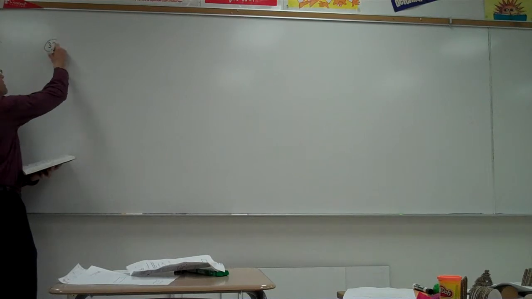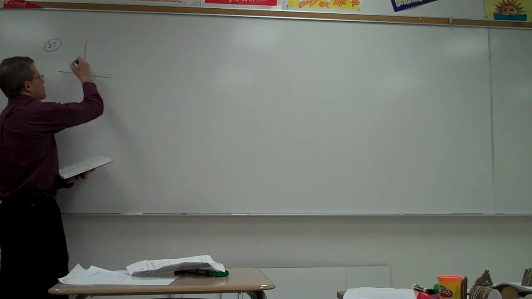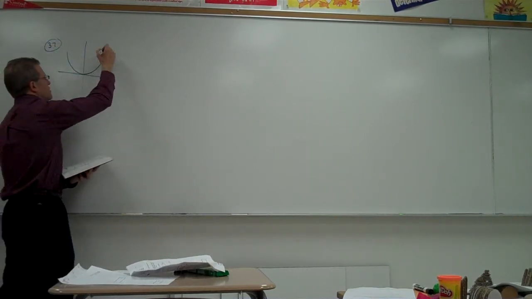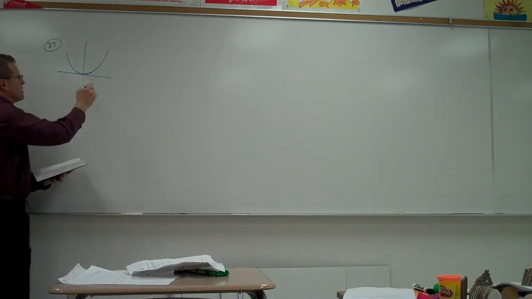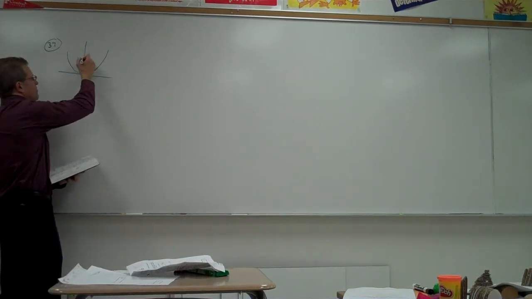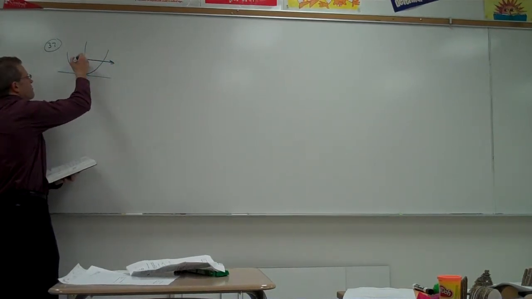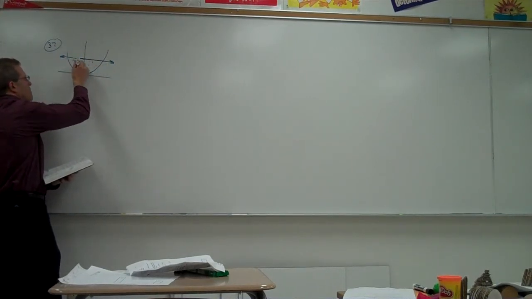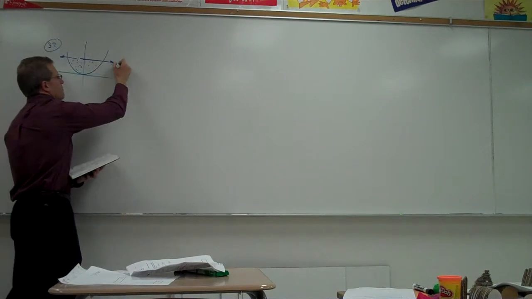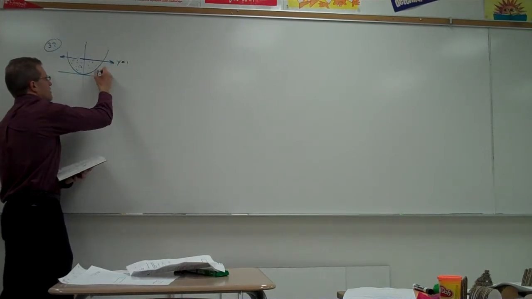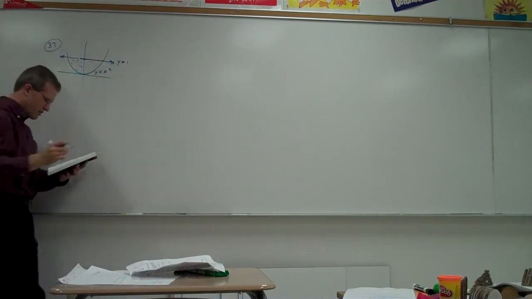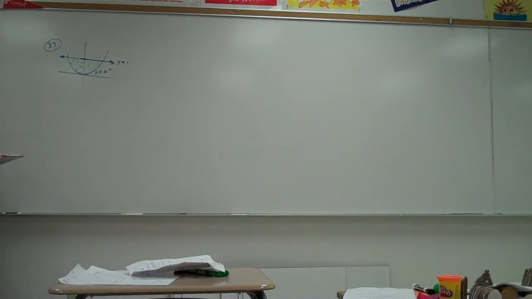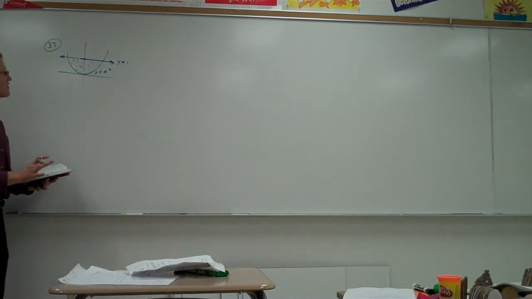This is 37. Y equal x squared is a parabola, something like this. Y equal 1 goes like this. So here's our region in here. Y equal 1, y equal x squared. Okay, that's our, we always want to do a two-dimensional drawing first.